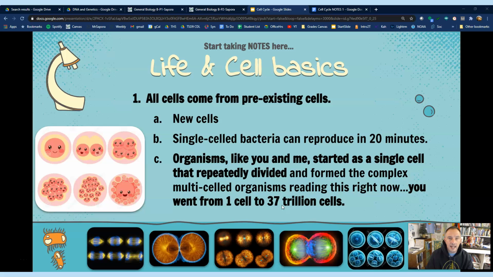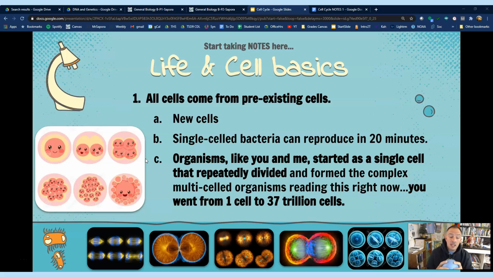New cells, just ignore that line, put a line through that. I made a mistake, I'm sorry. Single-celled bacteria can reproduce in 20 minutes. So one way that cells beget cells, or new cells come about, is that cells will just divide their DNA up on the inside, and then they'll split in half, and that's asexual reproduction. That's cloning. So for single-celled organisms, they can do that, and they can do that really fast.